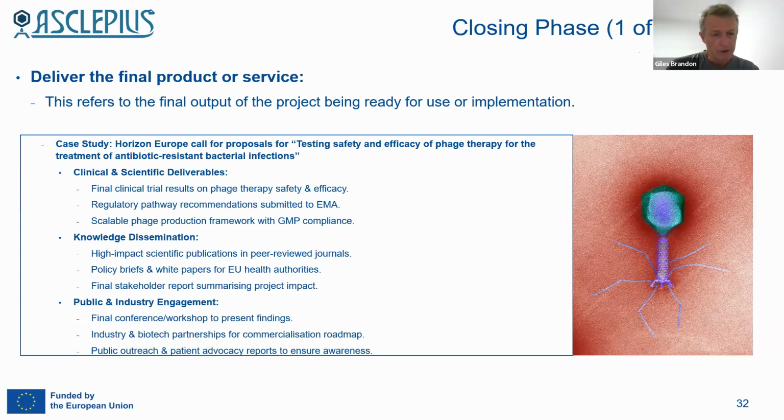Again, we can group into different categories. We can talk about clinical and scientific deliverables. Those are part of the final product service. We can think about the knowledge dissemination. In fact, we've got KPIs for many of these. We'd already identified KPIs for the high impact scientific publications and policy briefs.